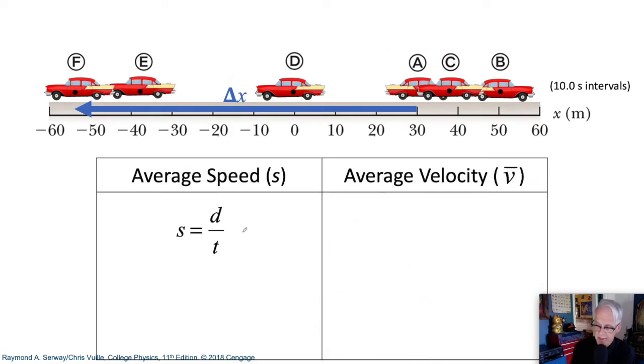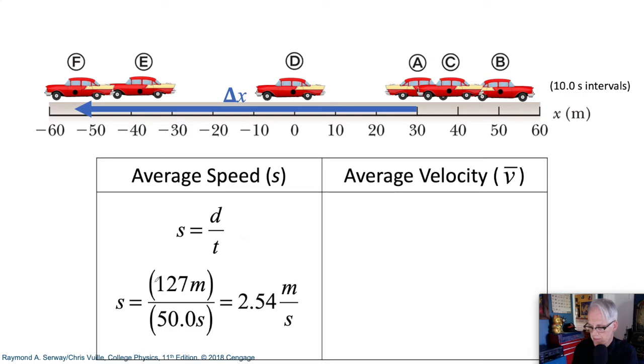Here we'll calculate the average speed. The speed is the distance divided by the time. We divide 127 divided by 50.0, and we get 25.4. And then we have left over our meters over seconds. So we put in our meters over the seconds. So this is our speed.